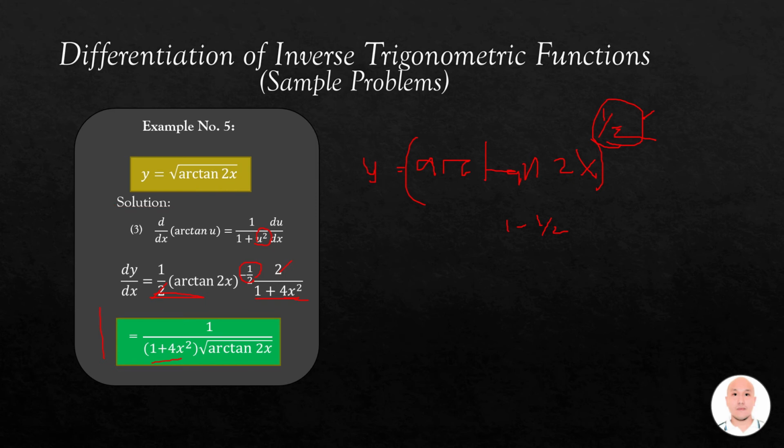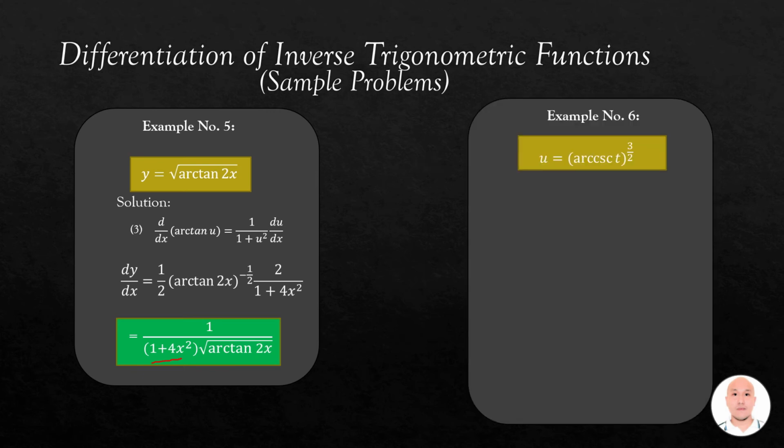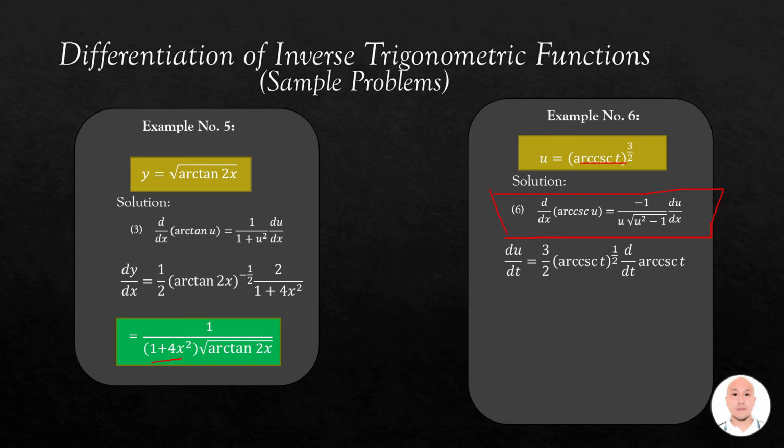So for problem number 6, we have u is equal to arc cosecant of the square root of 3/2. So our problem here is in arc cosecant form, so we'll use formula number 6. d over dx arc cosecant u is equal to negative 1 over u times the square root of u squared minus 1 times du over dx.